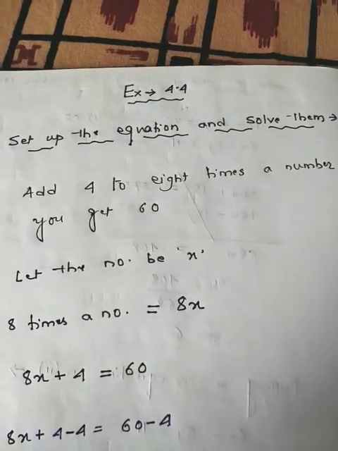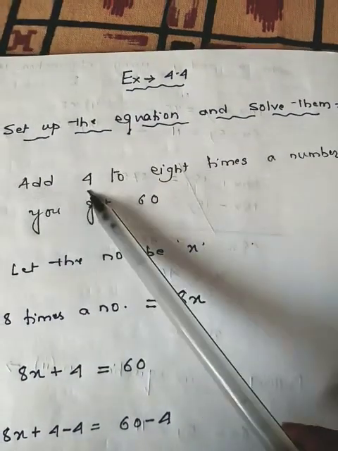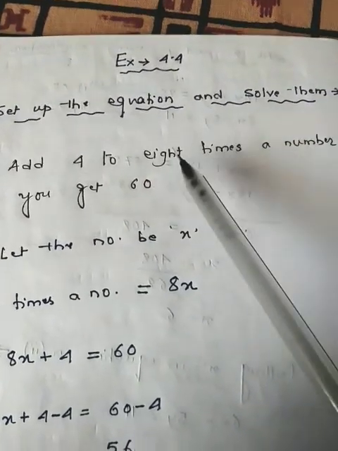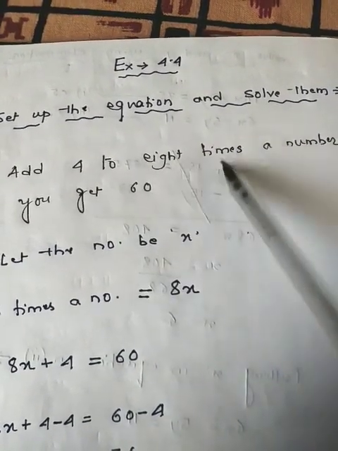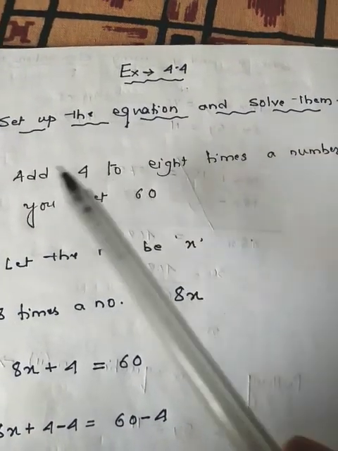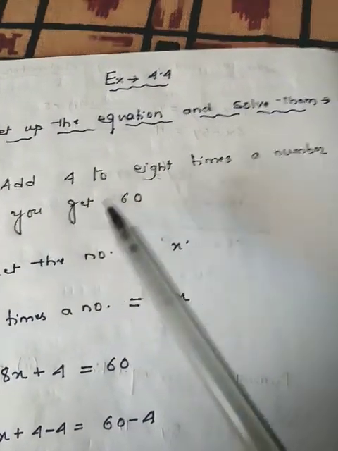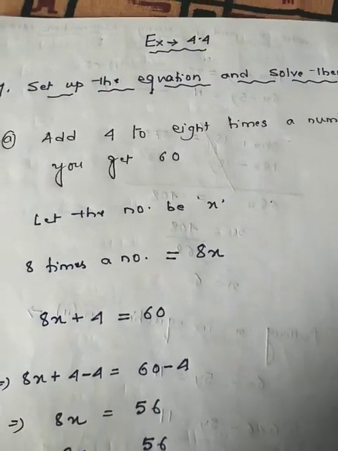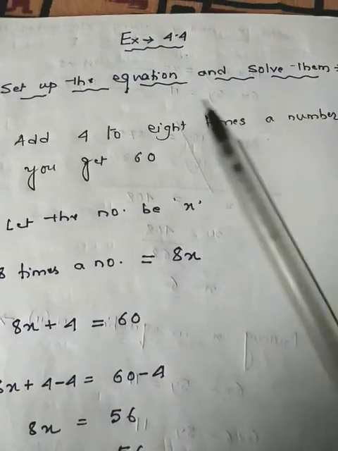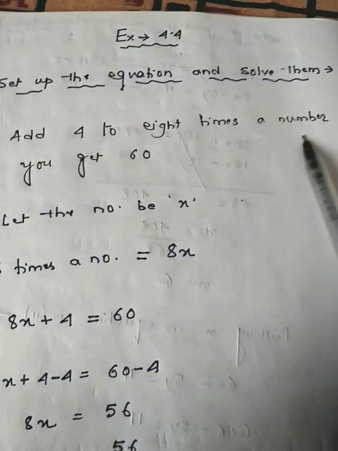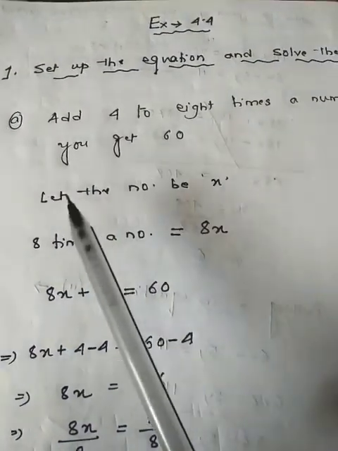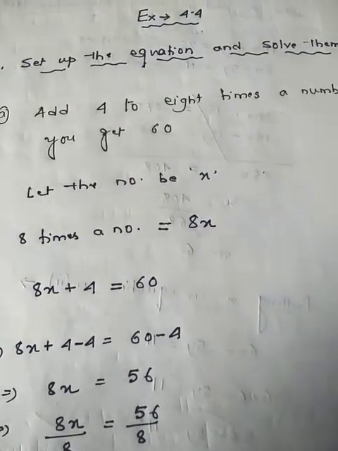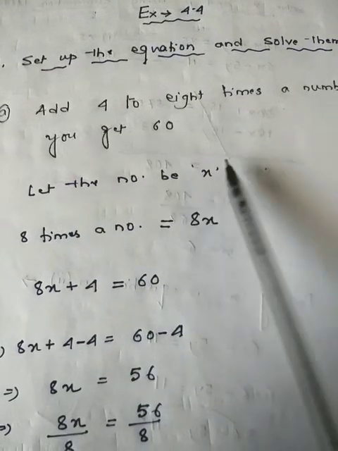Now the first question is: add 4 to 8 times a number, you get 60. That means if you add 4 to 8 times a number, you will get 60. Carefully observe that no unknown number is written. Just 8 times a number is given. In each case of question number 1, you have to let the number be something. So, what do we let the number be? X, Y, A, B, whatever you want. I have let the number be X.